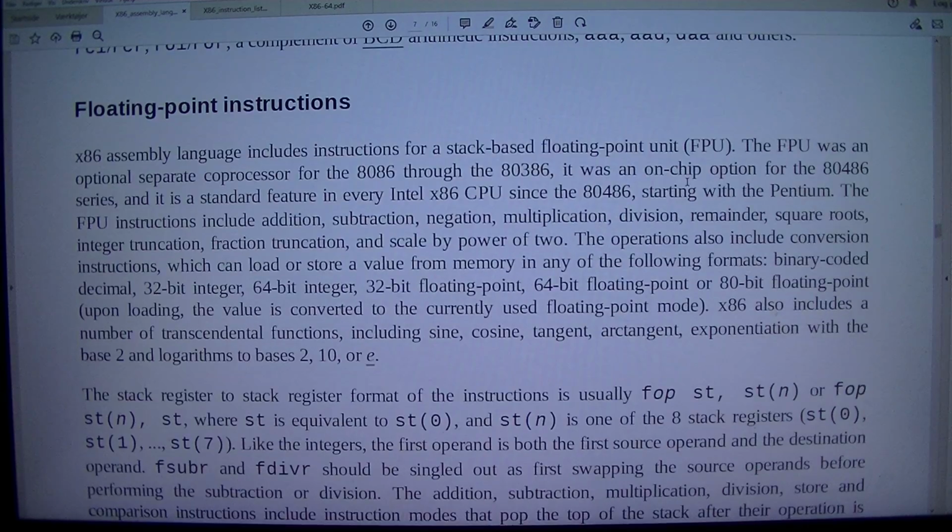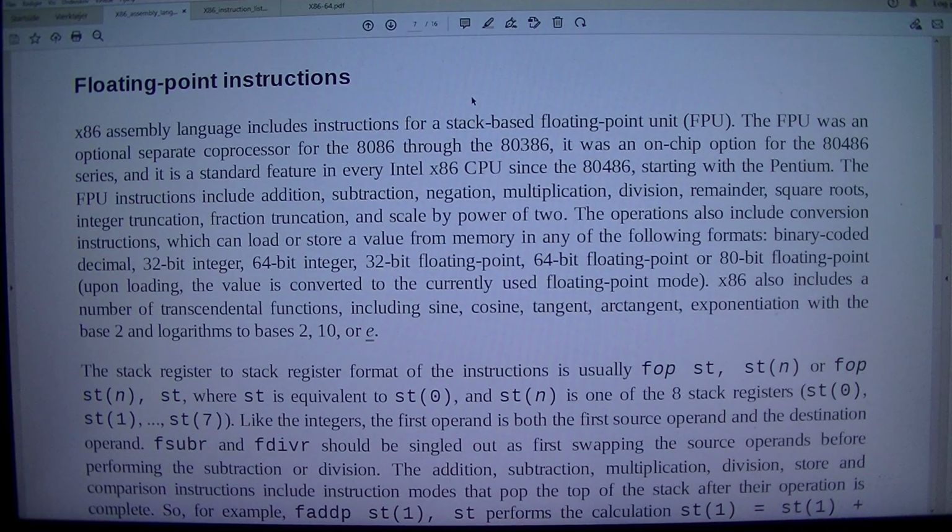Floating point instructions. x86 assembly language includes instructions for a stack-based floating point unit, FPU. The FPU is an optional separate coprocessor for the 8086 through the 80386. It was an on-chip option for the 80486 series, and it is a standard feature in every Intel x86 CPU since the 80486, starting with the Pentium.